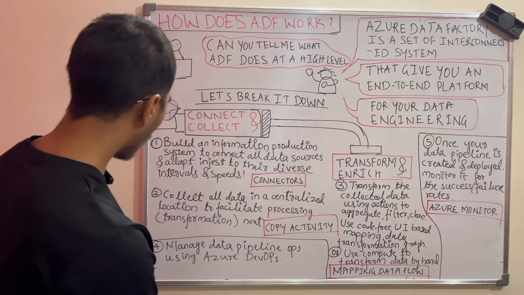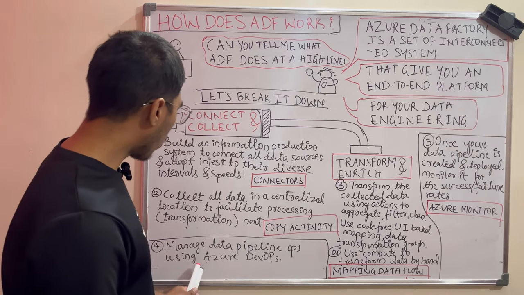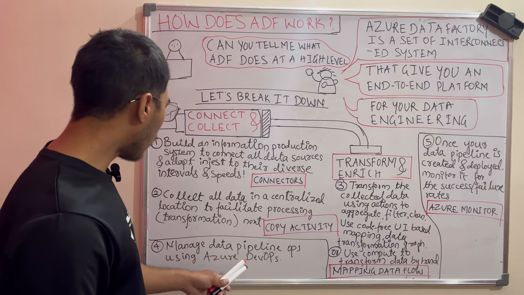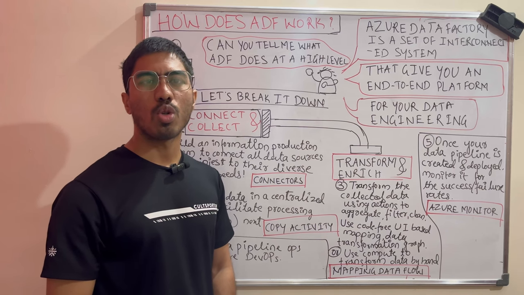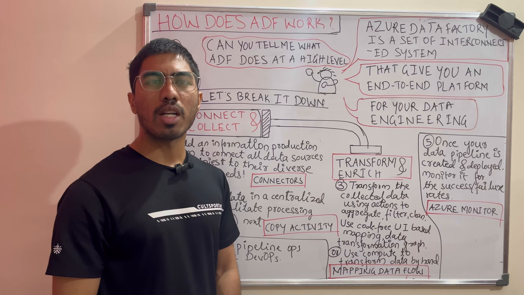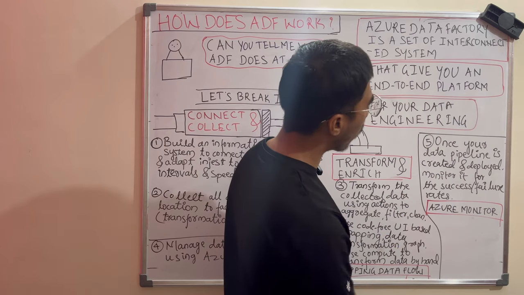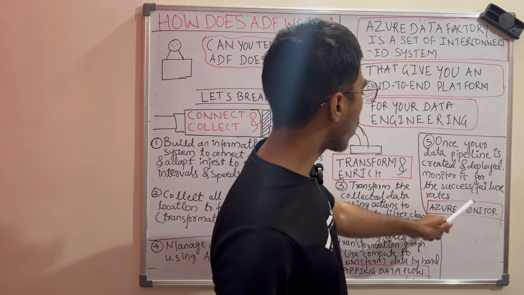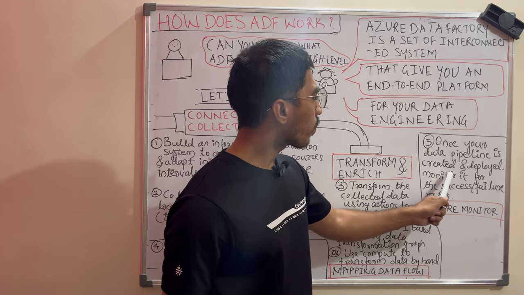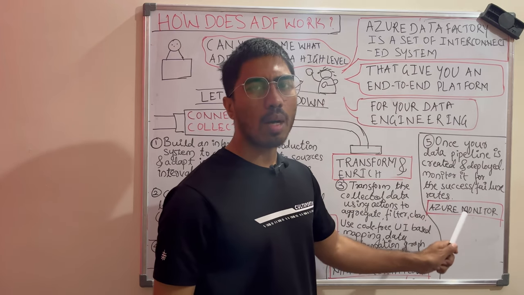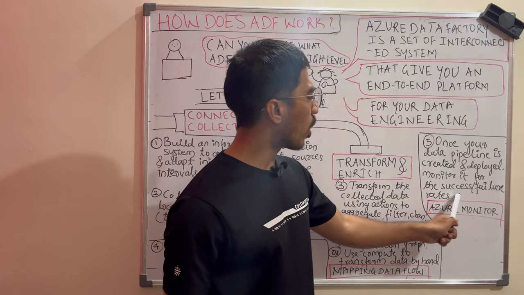The fourth step is to manage data pipeline ops using Azure DevOps. Azure DevOps also supports GitHub, so that we can develop our code incrementally and synchronize. The fifth step: once your data pipeline is created and deployed, monitor it for success and failure rates. Using the Azure Monitor tool, we can monitor our pipeline for the failure or success rate.